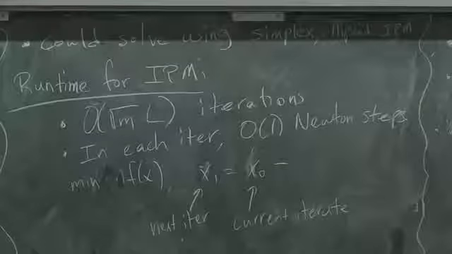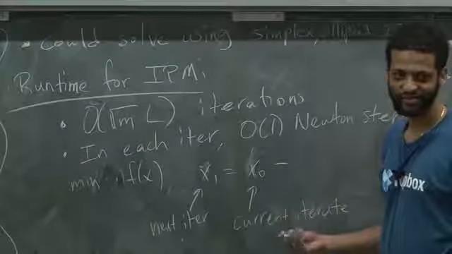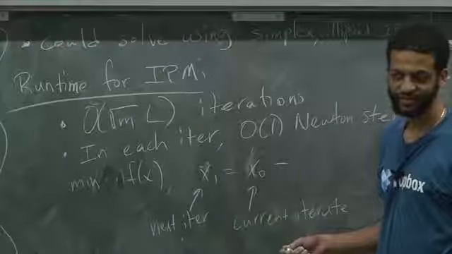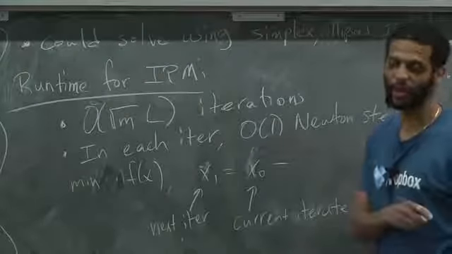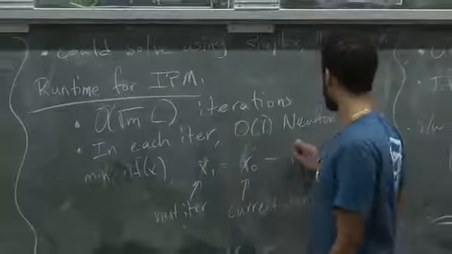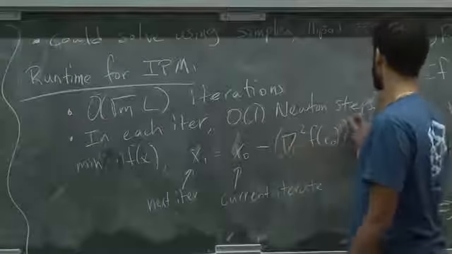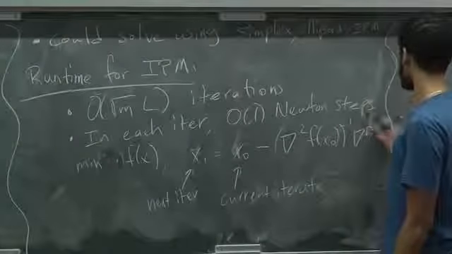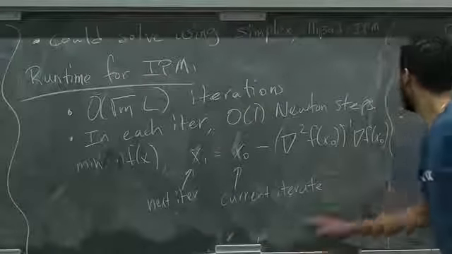Do people remember what the step is in Newton's method? Yeah, so the 1 over L is from gradient descent. For Newton, you take the Hessian inverse and apply it to the gradient. Okay, that's Newton's method.